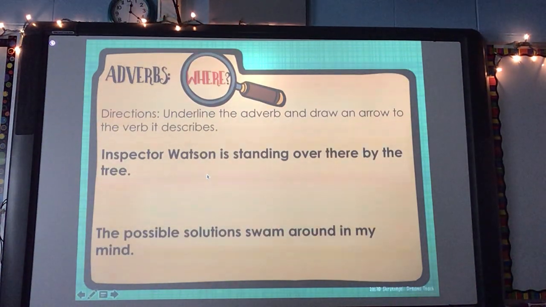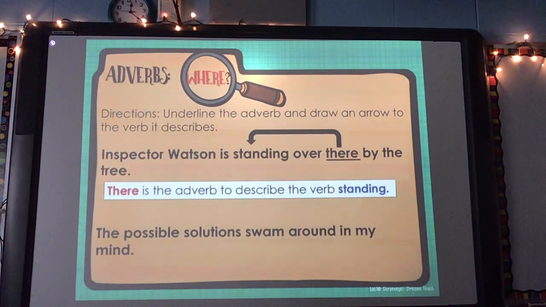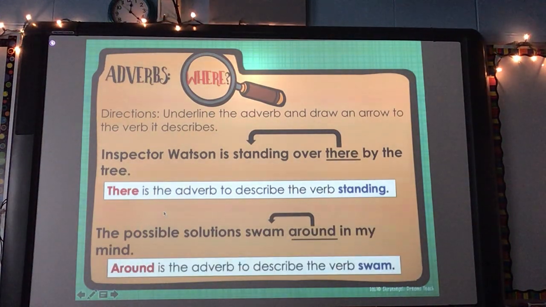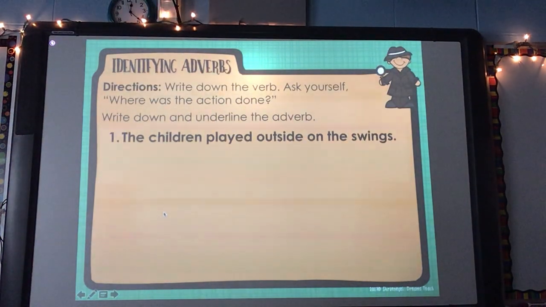Inspector Watson is standing over there by the tree. What's our adverb? There. He's standing. Where is he standing? There. The possible solutions swam around in my mind. Swam. Where do they swim? Around. I know those answers swim around in your head sometimes, but they're there.